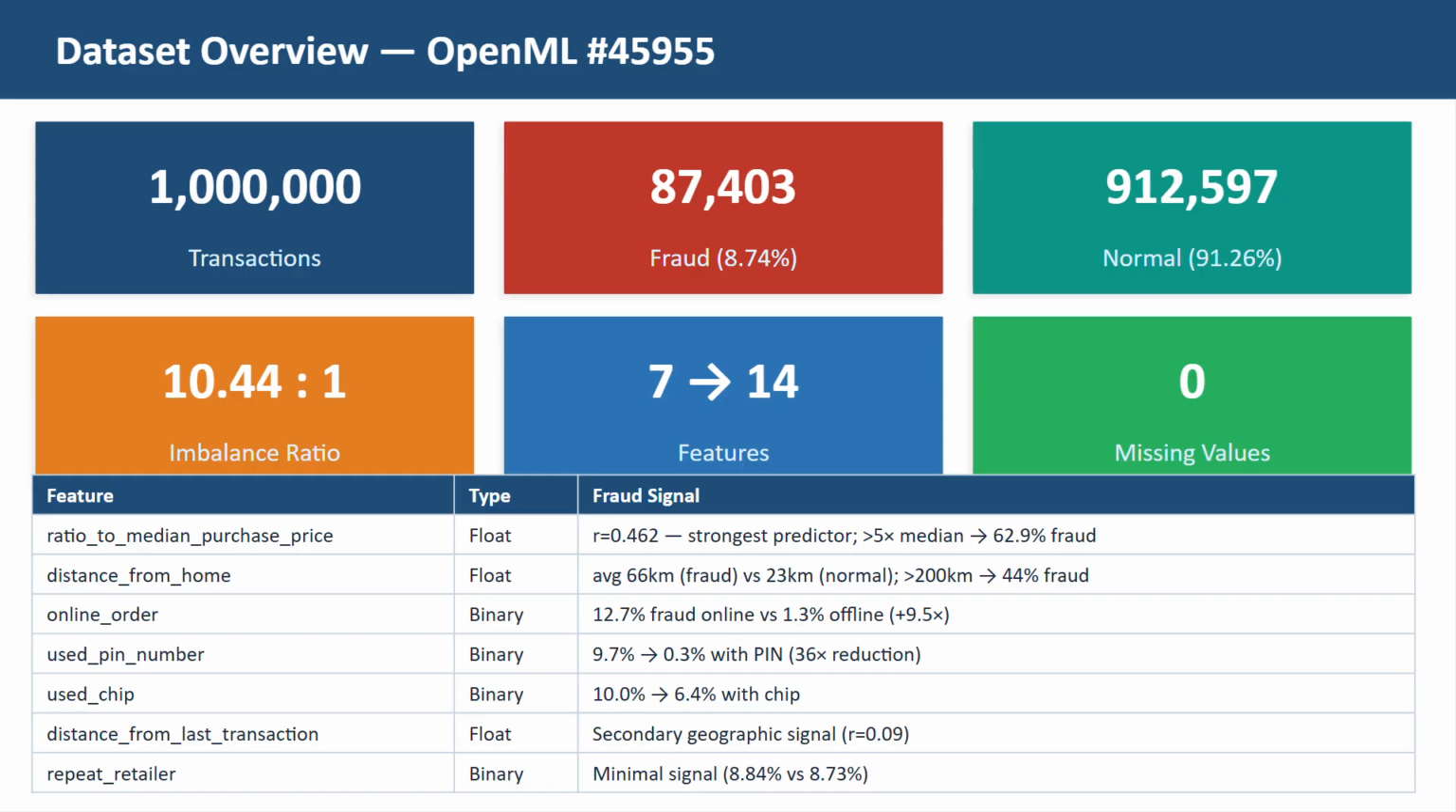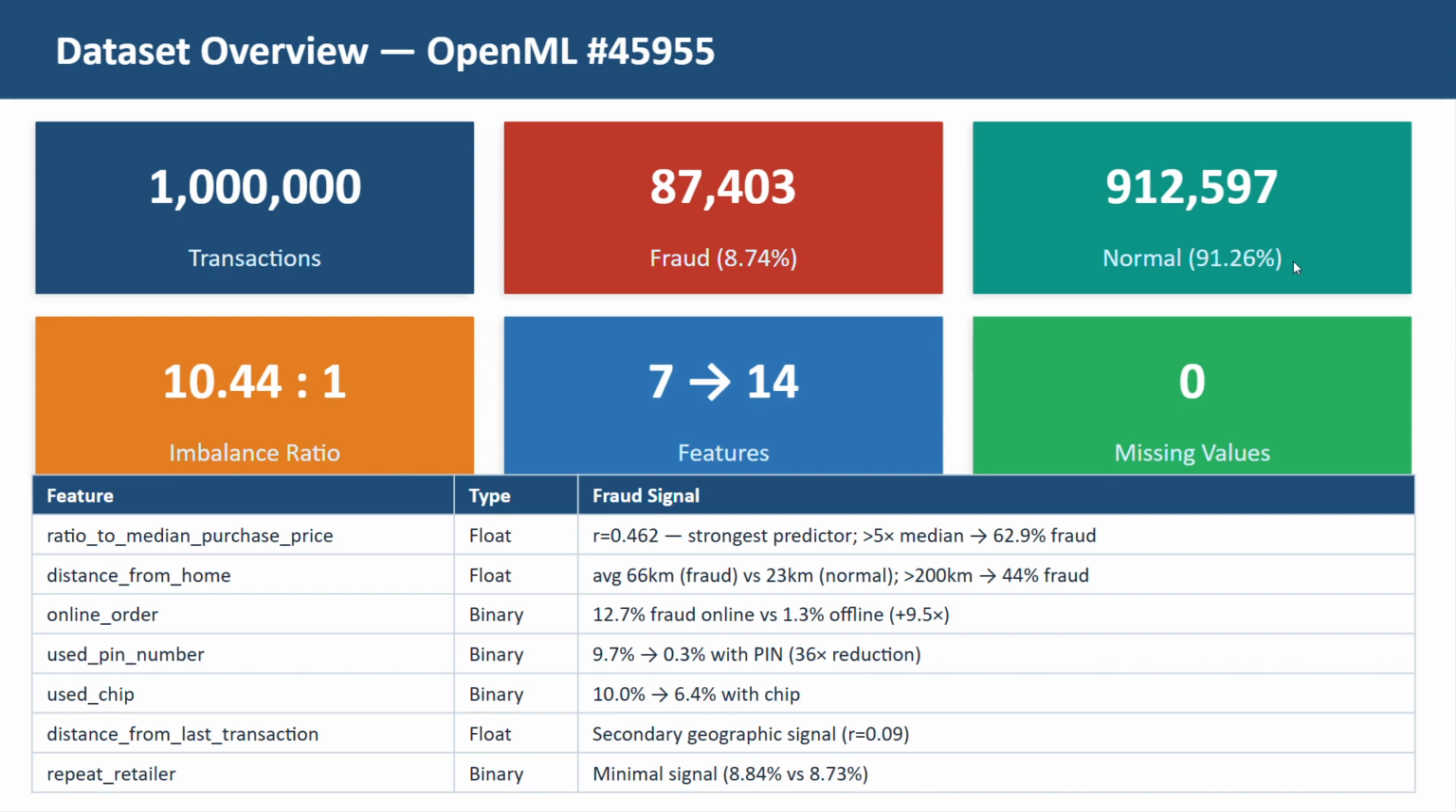And here's a data overview of our dataset with 1 million transactions, 91% of it normal data and 8.7% fraud data. The imbalance ratio is 10.44 to 1. It has seven features that come originally with this dataset, and additionally we generated 7 engineered features to make it easier for us to analyze, with 0 missing values, so this data is fairly clean for us.